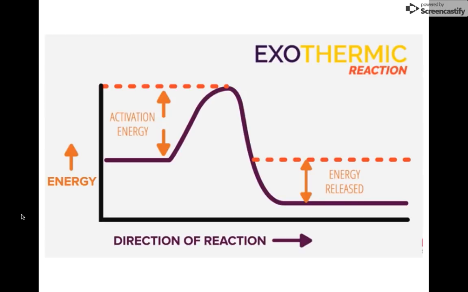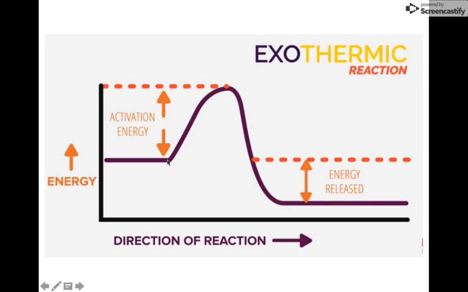What do the energy level diagrams look like? Well, this might look a little bit complicated at the start, but it really isn't. If we look over here, this is the amount of energy that is within the system. Here would be the amount of energy in the reactants. So the reactants have halfway up the energy scale, and that's the amount of energy that's locked in the chemical bonds.